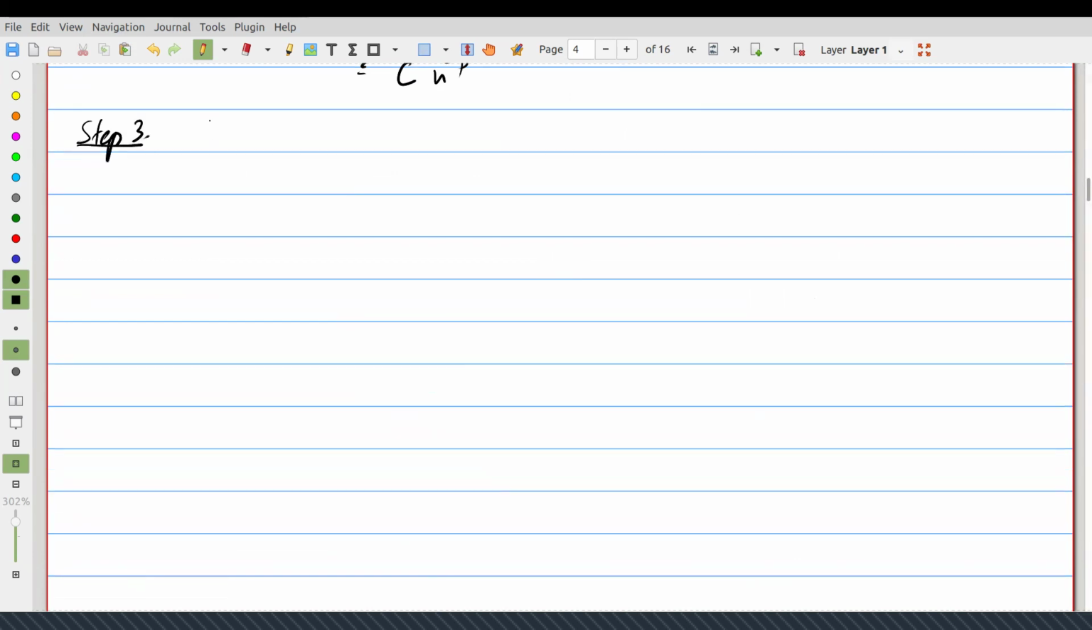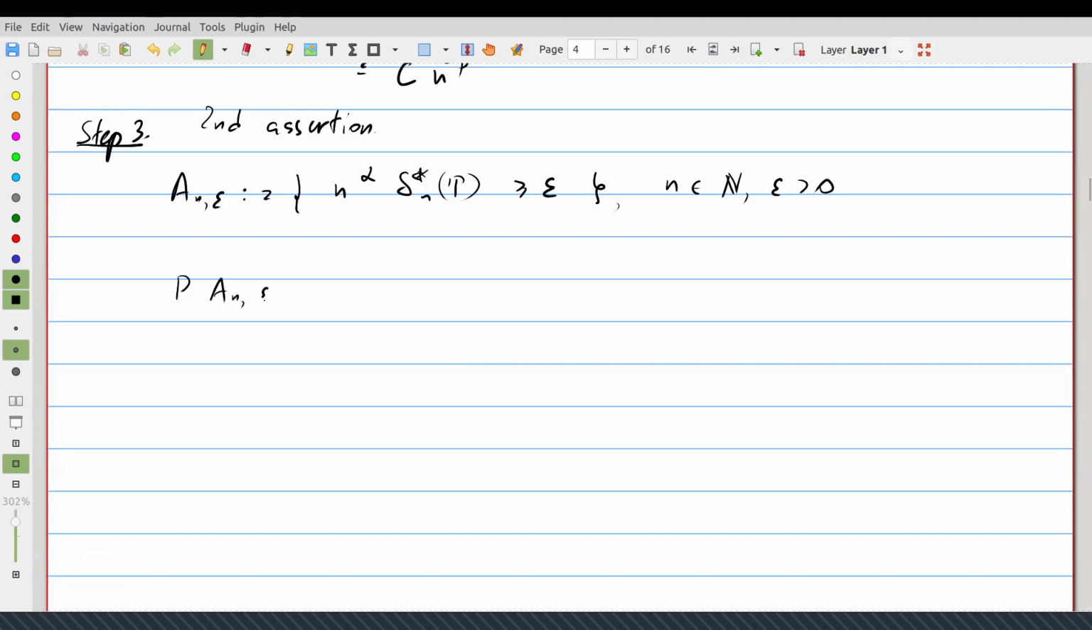Now, we are going to prove the second assertion of our theorem. For that, let us introduce such sets. Then by step 2, the probability is less than C epsilon to the power minus 2p and n to the power 2 alpha p.